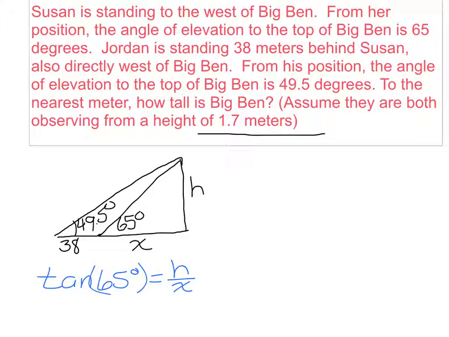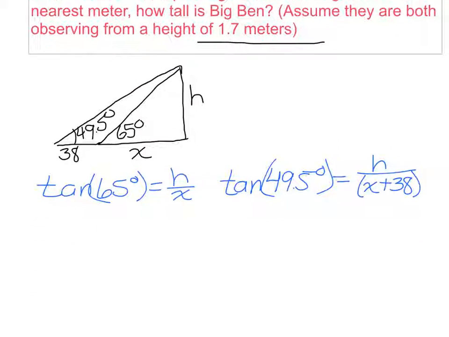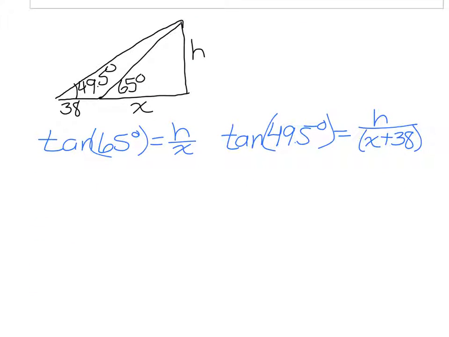And the other equation, relating to the second triangle with Jordan, is the tangent of 49.5 degrees is equal to the height over his distance from the tower, x plus 38. Okay. So we're going to solve both of these equations for h. This one will multiply by x. This one's easy.